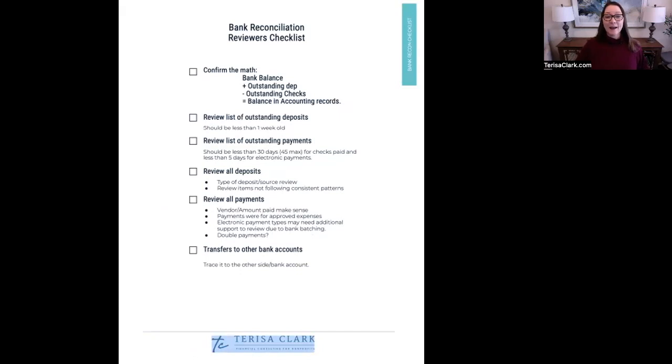Okay, so this is a bank reconciliation reviewer's checklist that I like to share with my clients. The first thing that a reviewer of a bank reconciliation is looking at, so just confirming the math, is that the bank balance that's on the bank statement plus any outstanding deposits minus any outstanding checks or payments is equal to the balance that's in the accounting records. So that's number one. We're just confirming the math, checking the math. It's typically on the bank reconciliation report, so you don't really have to do this on your own. You're just looking at that and looking at the bank statement to make sure that number's correct.